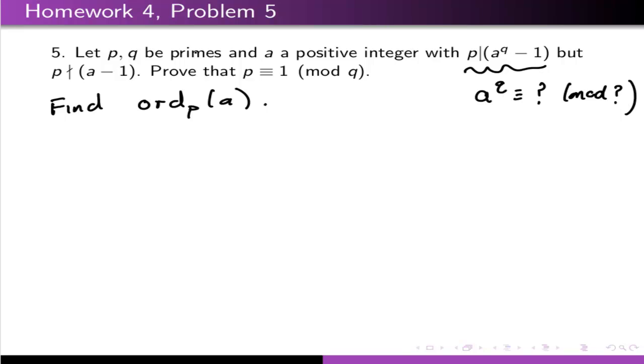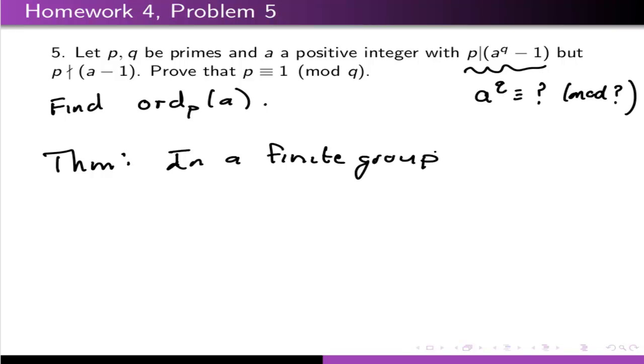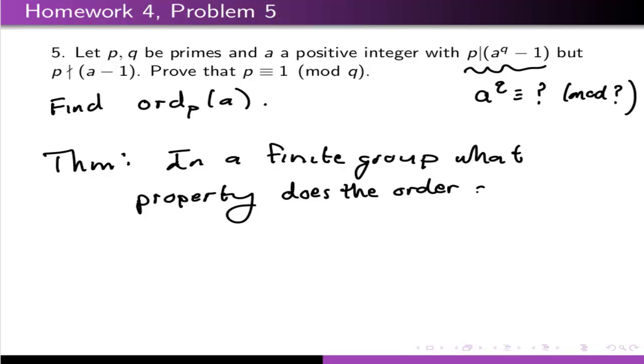Now, p and q are primes. And then we have a theorem that says that if you're in a group, in a finite group, what property does the order of an element always have? Well, the theorem doesn't ask a question. It's going to answer this question. So in a finite group, what property does the order of any element have? So put those facts together.